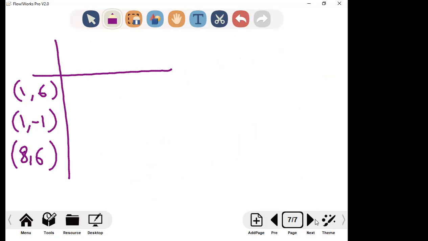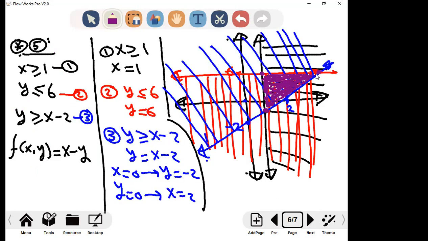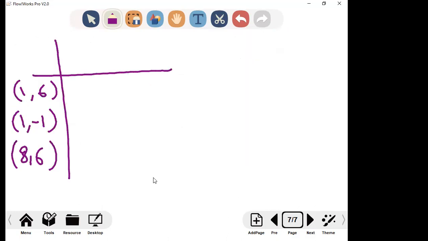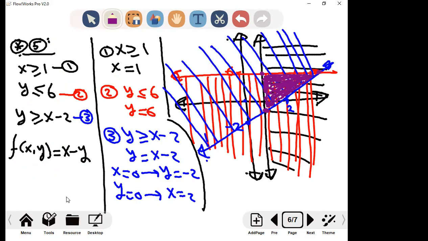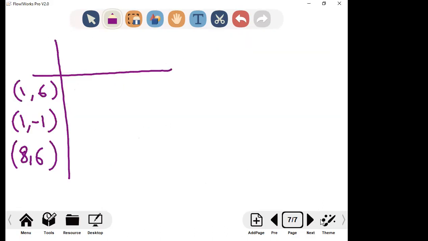The third point, this one, between which two colors? Red and the blue. The red is how much? 6. The blue, this one. This time I will replace y by 6, because y is 6. Find x. Push the negative 2 here, it will be 6 plus 2. So x is 8. Now I'm ready to calculate. What's the function? x minus y. So I'll go here and write my function and calculate f of x, y.